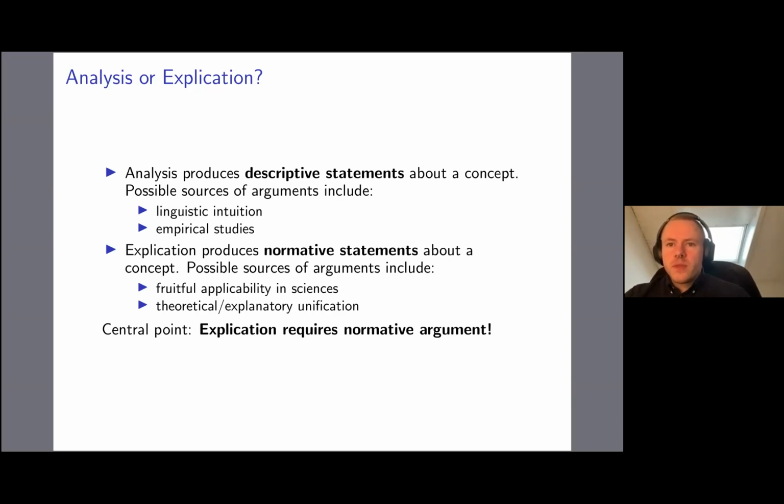And this difference is important for the kind of arguments that you have to give for analyses versus explications. So analyses can, for example, be justified by linguistic intuition. That's what philosophers tend to do. But you can also, of course, give empirical studies like linguists do. Explication, on the other hand, requires at least in part some kind of normative argument because it produces a normative statement. So one perhaps popular source of such a normative argument would be fruitful applicability of the concept in the sciences, right? I guess this is an important example from Carnap. But more generally, appeal to theoretical or explanatory unification in the respective field is a good thing. But the central point is simply that explication requires normative argument in contrast to analysis.